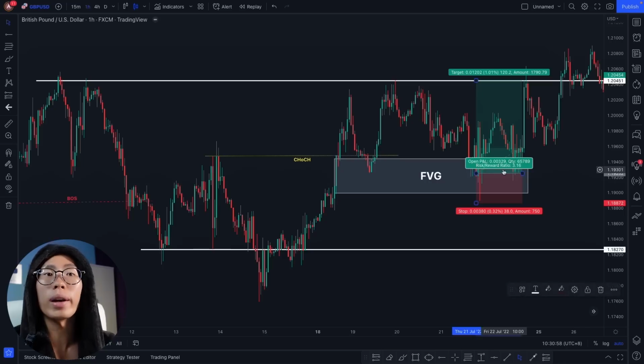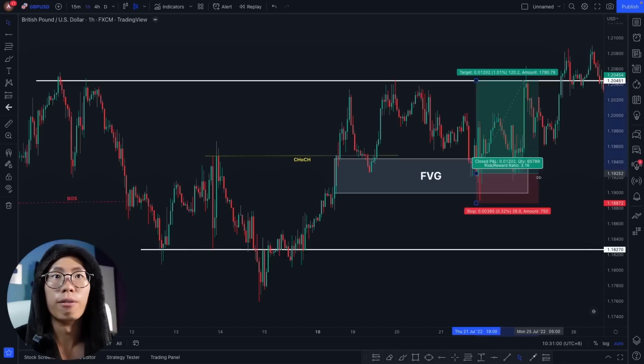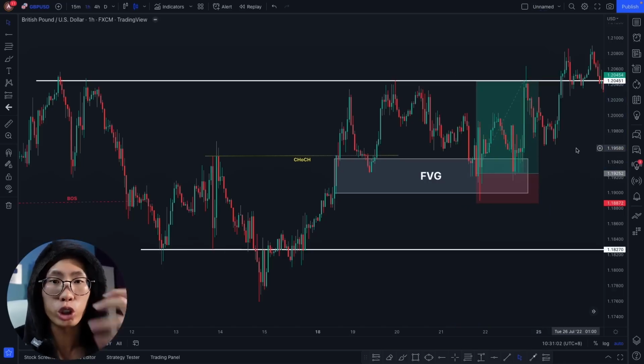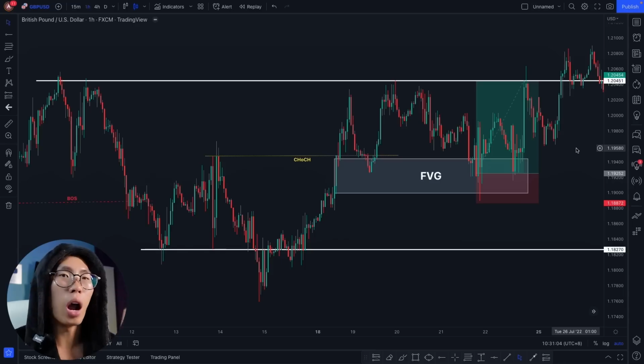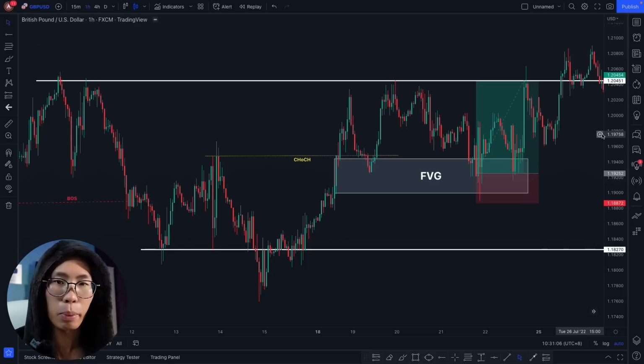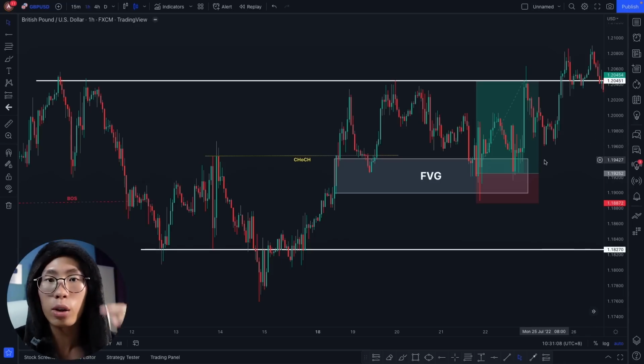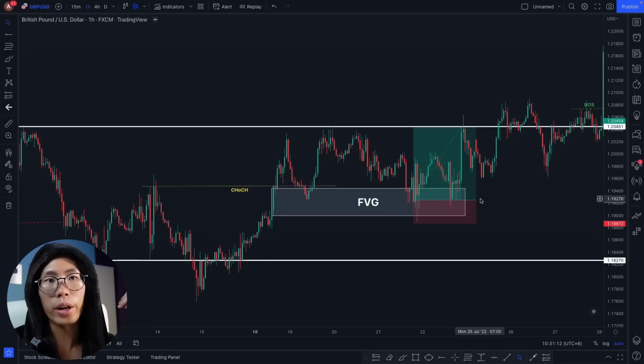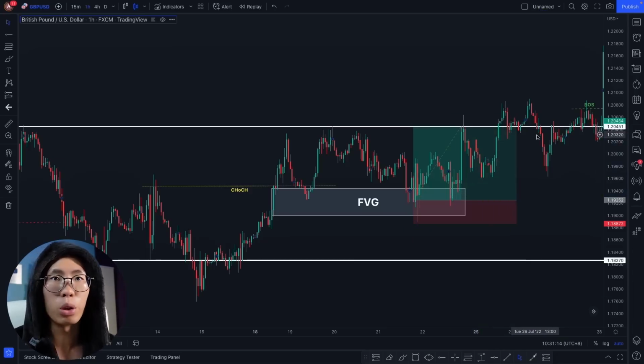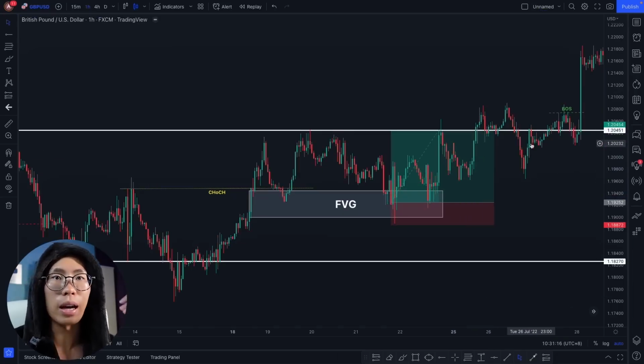And as you can see, this was a 1:3 risk to reward ratio trade. Very beautiful trade. And the thing about trading fair value gaps is that you are able to get those nice sniper entries, which will give you a high risk to reward ratio. This trade smashed our take profit right here. Very beautiful trade. And the next thing I'm looking for is another trade.